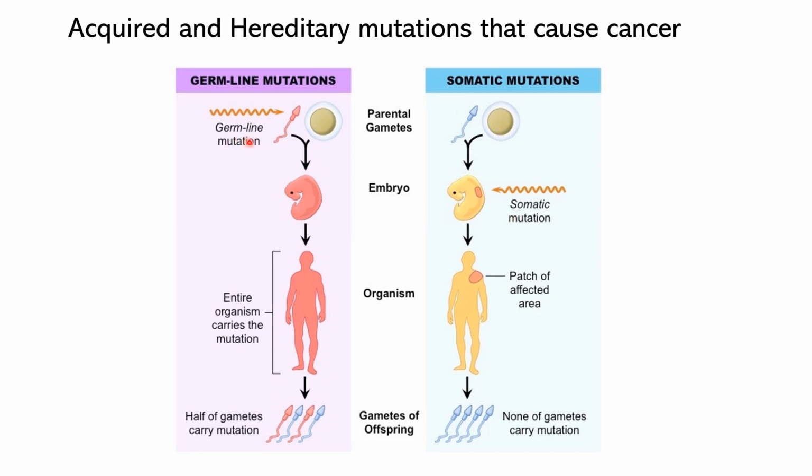So if the mutation occurs in the germ lines, like the sperm or the egg, then the embryo will carry the mutation, and then the entire organism carries the mutation. And this would lead eventually to a 50% chance that the children or the offspring of that patient will carry the same mutation as well. However, if it is a somatic mutation, then only a specific part of your body will be affected by that mutation. And since the mutation is not in the germ lines, it will not be passed down to your offspring.